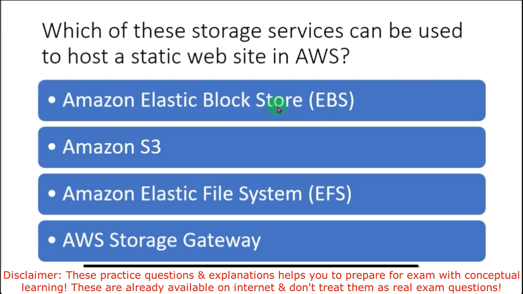So whenever we use general purpose or provisioned IOPS where we require high performance, we use SSD based storage. Whenever we require throughput optimized or cold storage kind of purpose, then we use normal hard disk, like HDD based Elastic Block Store.